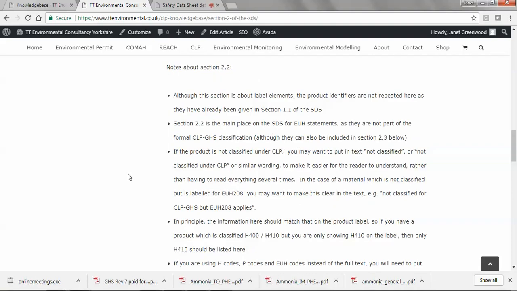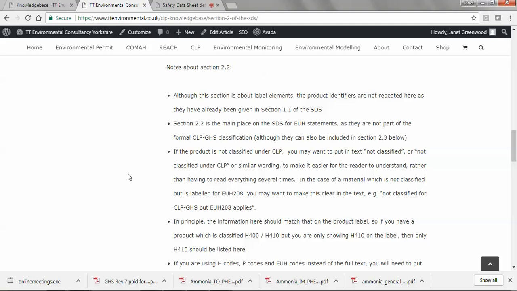Section 2.2 is really the only place on the safety data sheet where you put your EUH statements, because they're not part of the formal CLP GHS classification. I have seen them included in section 2.3 before, as sort of backing up what section 2.2 says. If the product is not classified under CLP at all, you may want to put in text here, not classified or not classified for CLP.